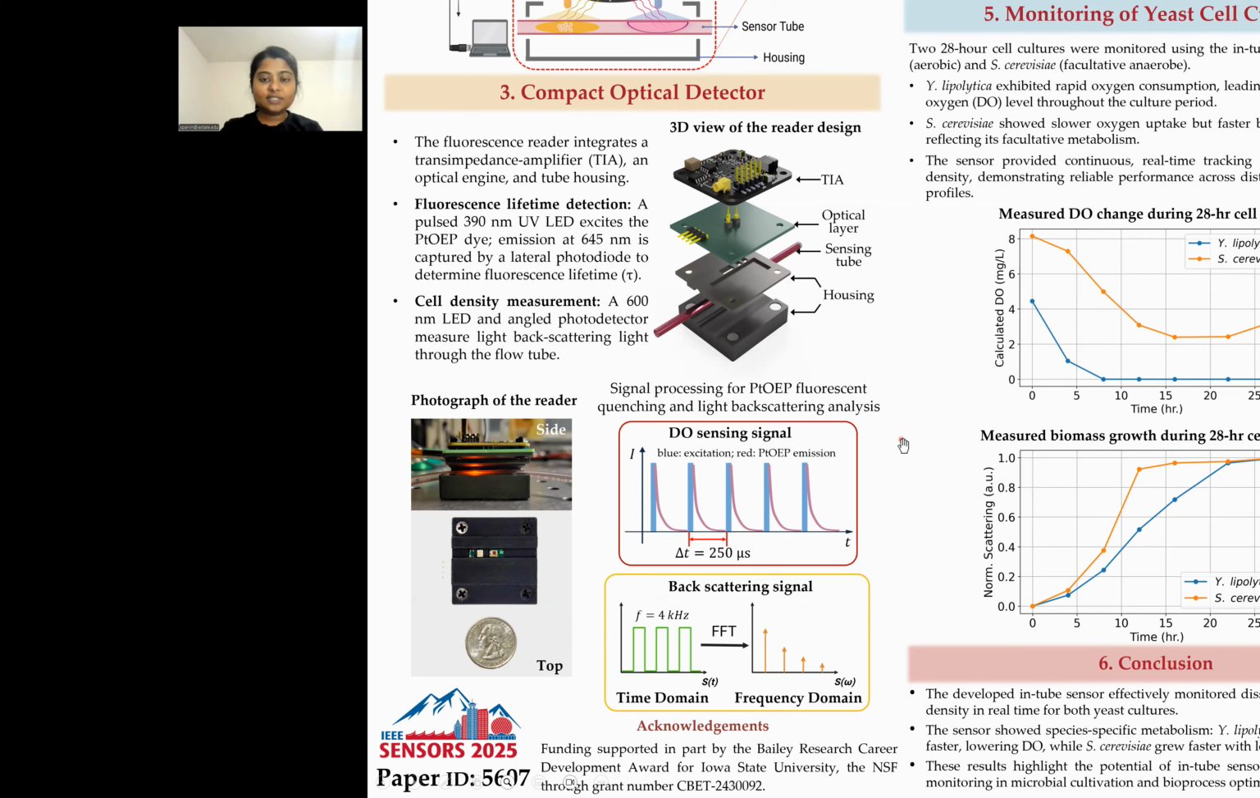In terms of signal processing, for the dissolved oxygen sensing, we input an impulse signal at a time difference of 250 microseconds. During this time delay, we also measure the fluorescence decay that is exhibited by the PtOEP emission. For the backscattering signal, we measure our signal at a frequency of 4 kilohertz. We convert this time domain signal into the frequency domain using fast Fourier transform.